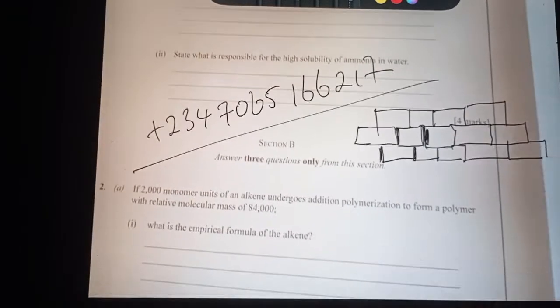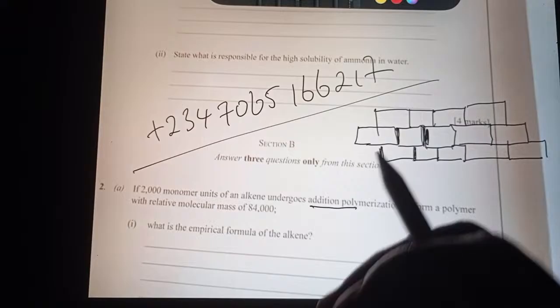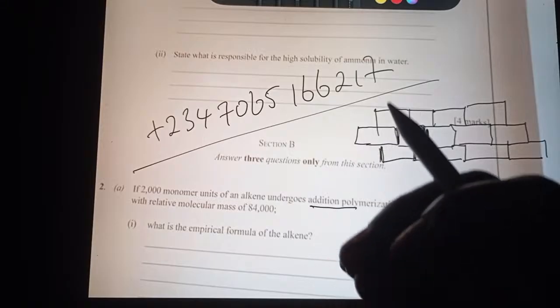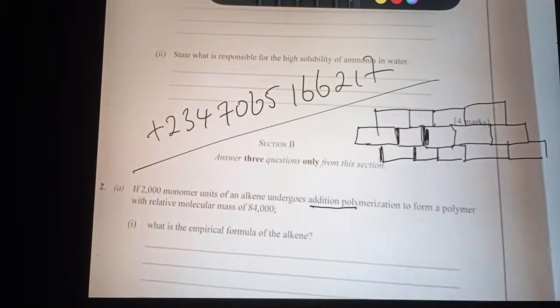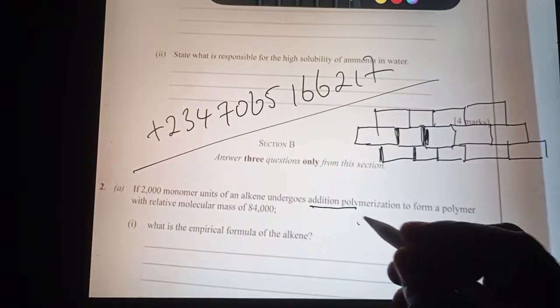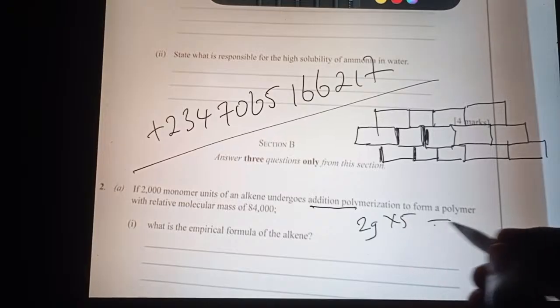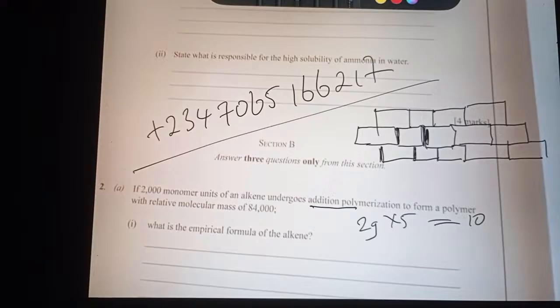They are specific here. They said an addition polymer. Addition polymerization is a situation whereby no molecule is removed. Garbage in, garbage out. The exact thing you put in is the same thing you will get back. If you put 10 as your monomer, you will get 10 as your polymer. Meaning, if the molecular mass of the monomer is 2 grams and you put 5 units, your polymer will be 10. Nothing is lost.